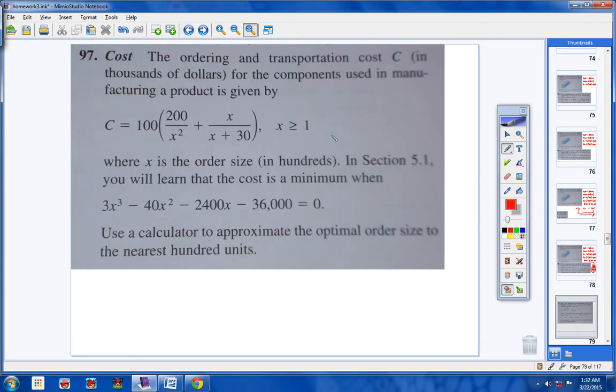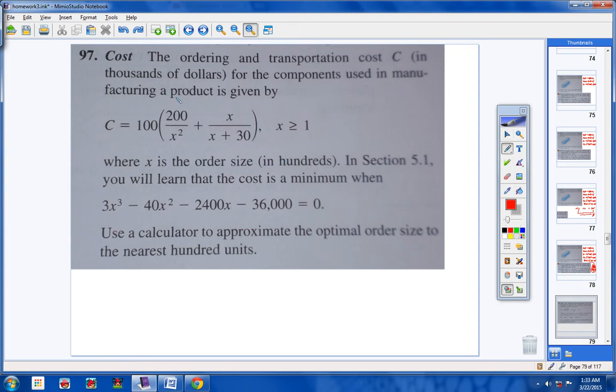Number 97. Alright, the order and transportation cost C in thousands of dollars for the components used in the manufacturing of a product is given by this, where x is the order size in hundreds. Now, in section 5.1, you will learn in the future that the cost is a minimum when we have this right here. Okay, so since they're telling us that now, use a calculator to approximate the optimal order size to the nearest 100 units. This is really a confusing problem, not by the math part. The math part's pretty easy, but by how they word the problem, okay?